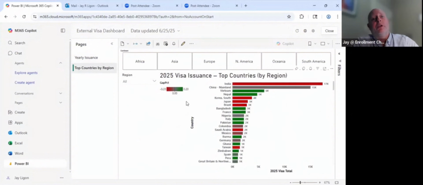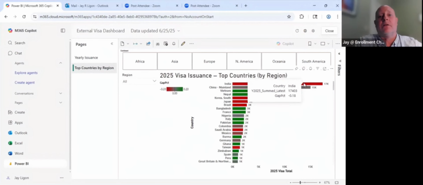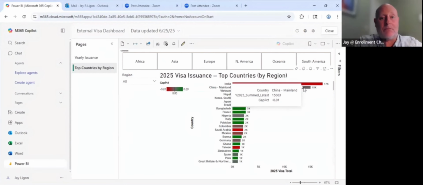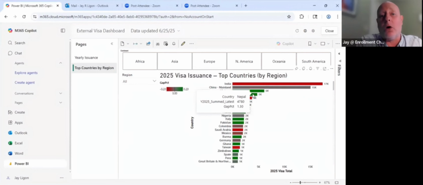Okay, so over here, I can see that India issues the most visas. China's following. I can see that India is definitely not doing so hot. I can see that China's not doing that bad, actually. Maybe China's going to improve in the next year or two. I don't know, but I do know that Vietnam and Nepal are just rocking and rolling.